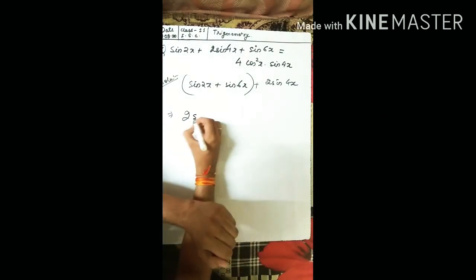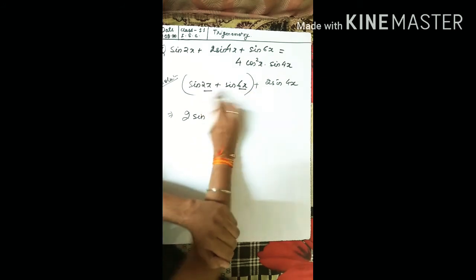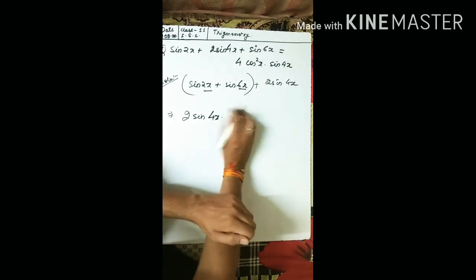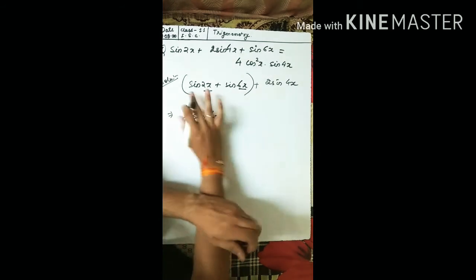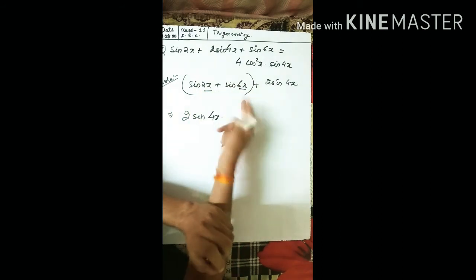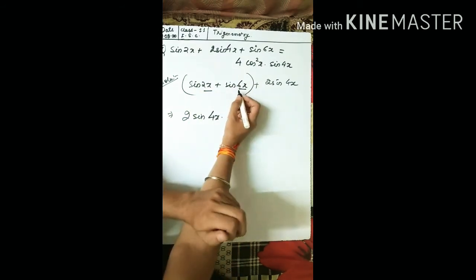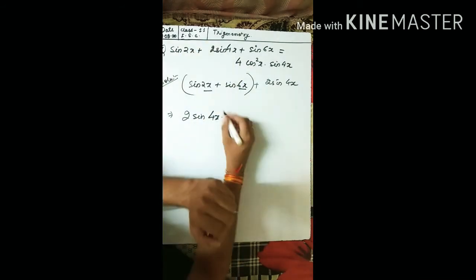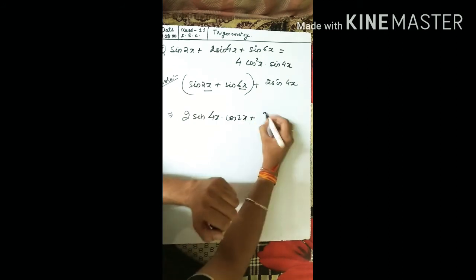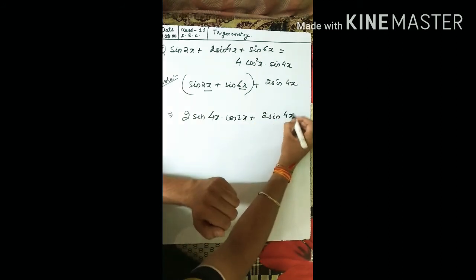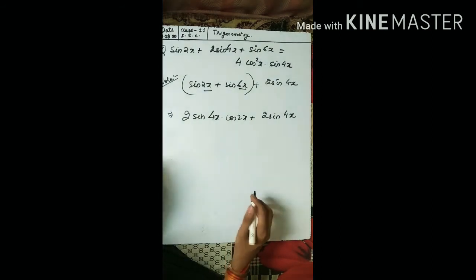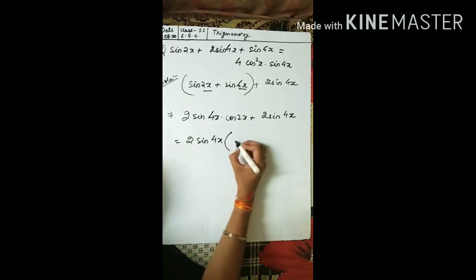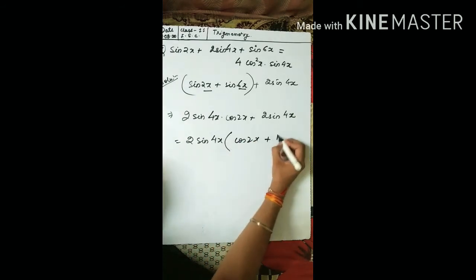So 2 sin of x plus y, 2x plus 6x, 8x by 2 will be 4x. And cos of 2x minus 6x will be minus 4x upon 2, minus 2x. So cos of minus 2x is what? Cos 2x only. So cos 2x plus 2 sin 4x. Now what you can do is take 2 sin 4x common. So in the bracket you will have cos 2x plus 1.